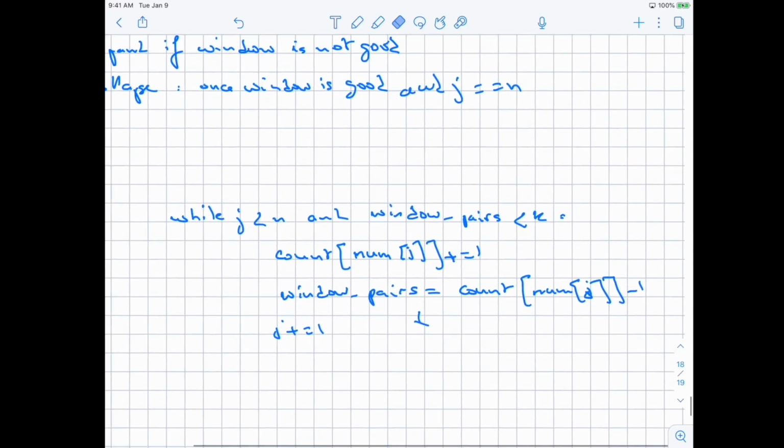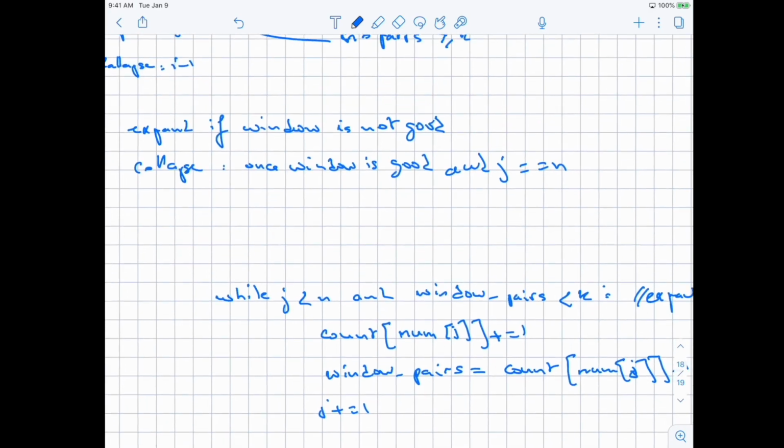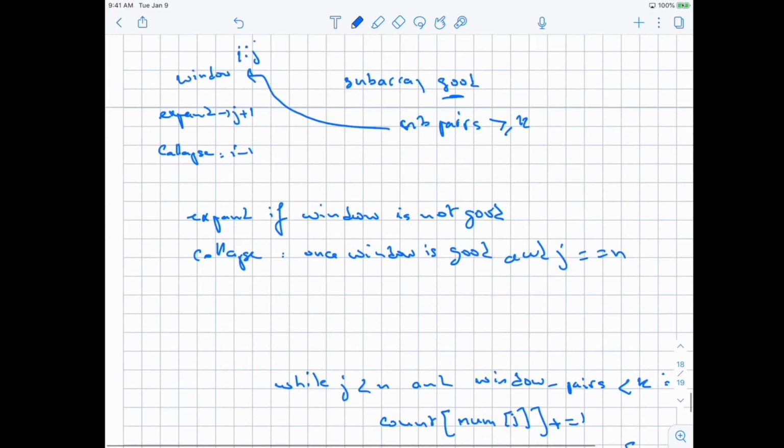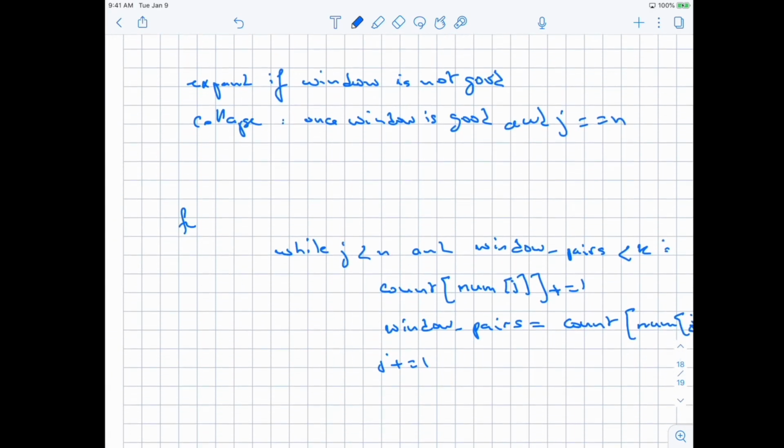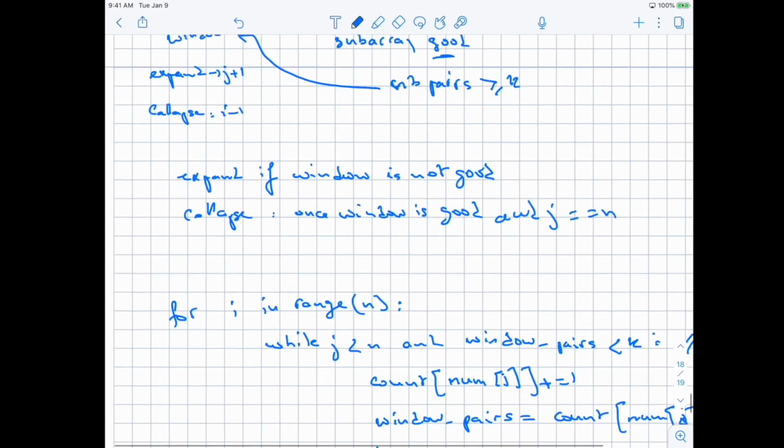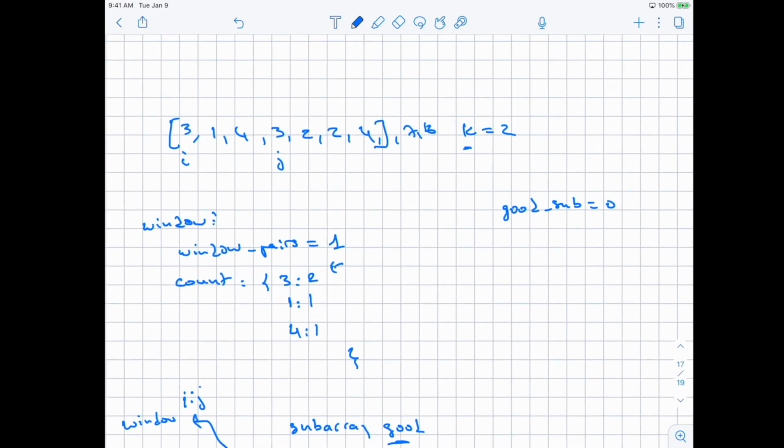Okay, so that's the setup for expanding. This is the expanding setup. I will touch on when do we collapse here. So when do we collapse? For collapse, we will maintain I in range of N, but we'll see what we'll do there in a minute, when we have the case here. Okay, so we keep moving our J pointer here.